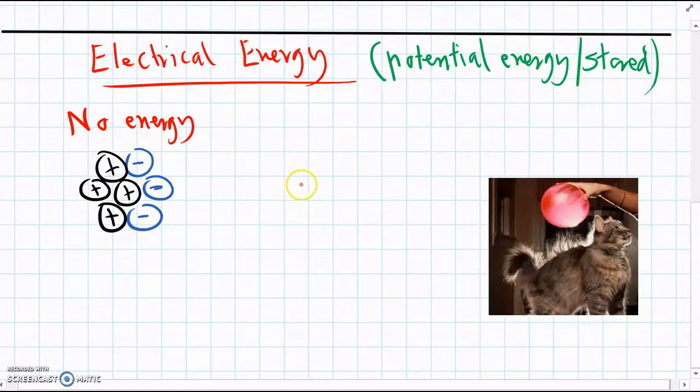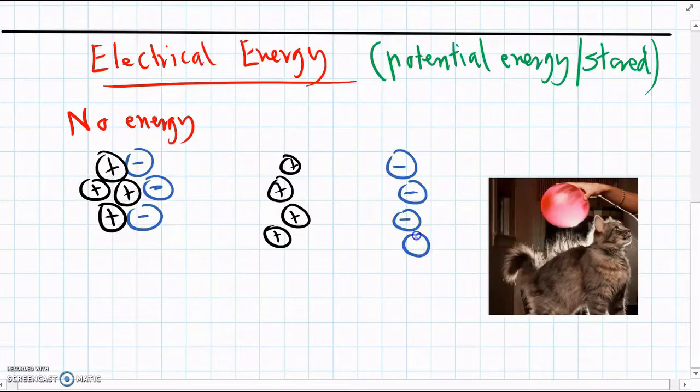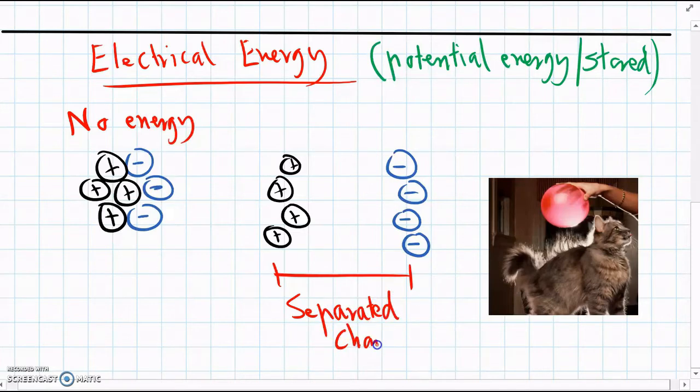But if we pull the positive objects away from the negative ones, the positive ones are here, and we move the negative ones further away, then we've separated the two charges, the positive charge and the negative charge. So if there's a separated charge, then just like magnets, there's a force that's going to pull the positive and negatively charged objects back together again.